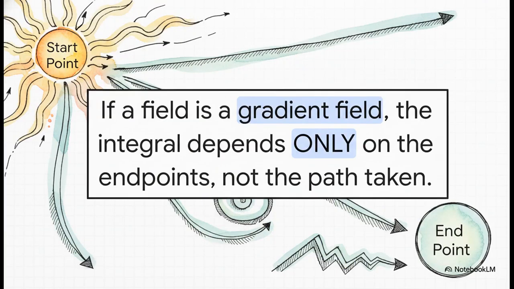And here's the payoff. This is what it's all about. If you can show that a vector field is a gradient field, then any line integral you take through it depends only on where you start and where you end. That's it. You could take a straight line, a crazy looping spiral, a zigzagged path. It literally does not matter. The answer will be the same every single time.